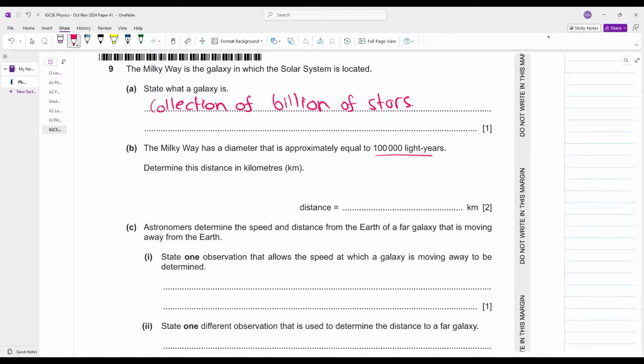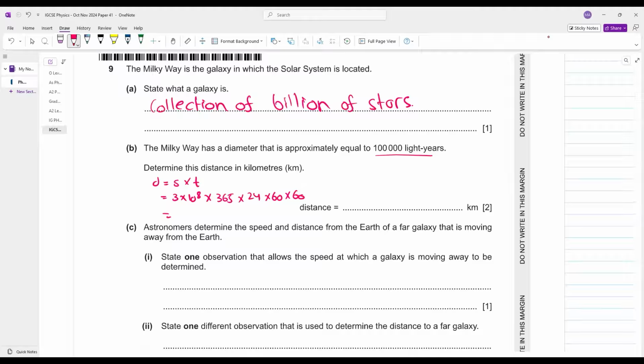The Milky Way has a diameter of approximately 1 lakh light years. State this distance in kilometers. We have to convert 1 lakh light years into kilometers. What is 1 light year equal to? 1 light year is equal to the distance traveled by light in 1 year. Distance is equal to speed × time. What will the speed of light be? 3 × 10^8. What is the time in 1 year? 365 days, 24 hours in 1 day, 60 minutes in 1 hour, 60 seconds in 1 minute.